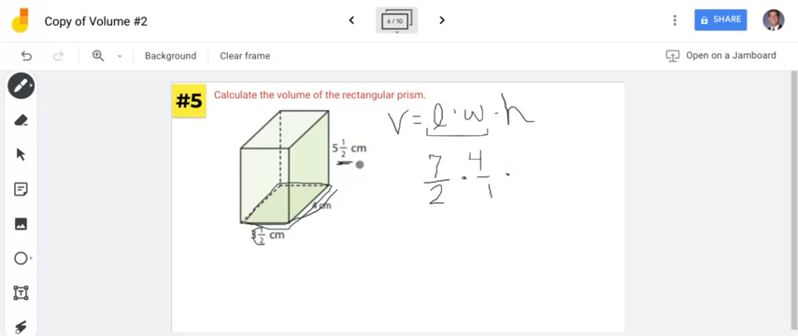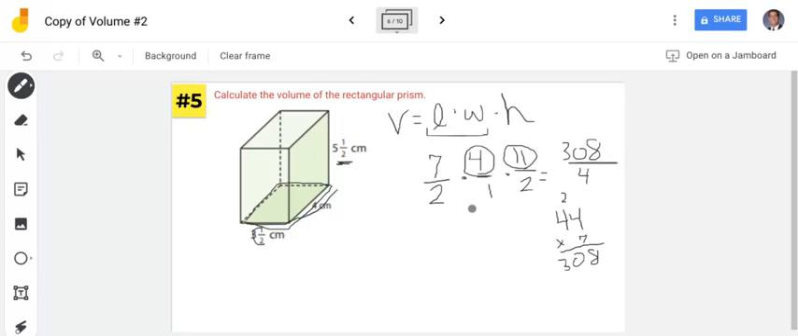Let's use the C method to make it improper. So this would be 11 over 2. Okay, multiply the numerators since I can't cross simplify. So multiply the numerators. 4 times 11 is 44. What's 44 times 7? Let me go ahead and figure that out real quick. 4 times 7 is 28, plus 2 is 308. So that is my numerator, 308. My denominator, 2 times 1 times 2, that is 4. So I get 308 over 4, which is improper.